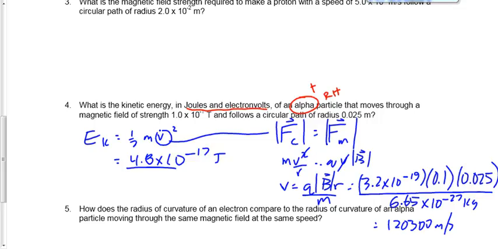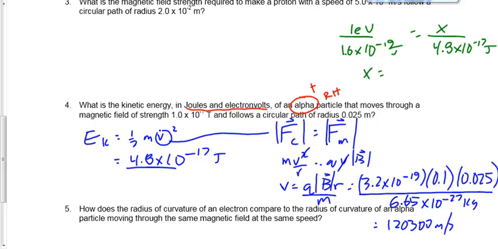How do you convert that to electron volts? 1 electron volt is 1.6 times 10 to the minus 19 joules. X electron volts is 4.8 times 10 to the minus 17 joules. Okay, the 4.8 goes up by multiplying, and then we divide the two, it works out to be 300 electron volts. Good?